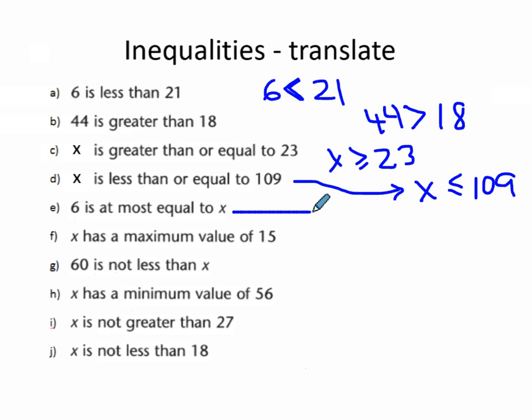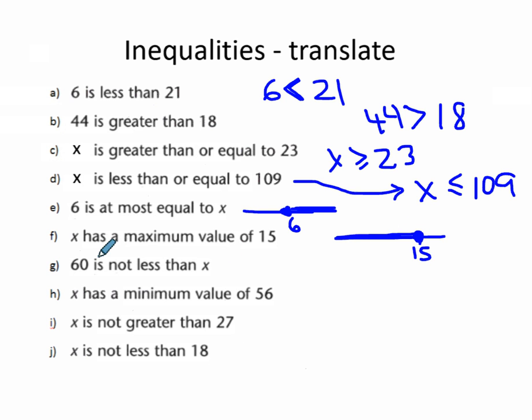So imagine that you have a number line. 6 here is at most equal to x. So that means the x is going to be on the left side. Sorry, I mean, if 6 is at most equal to x, that means that x has to be greater than your 6. X has a maximum of 15, so x is going to be smaller than.